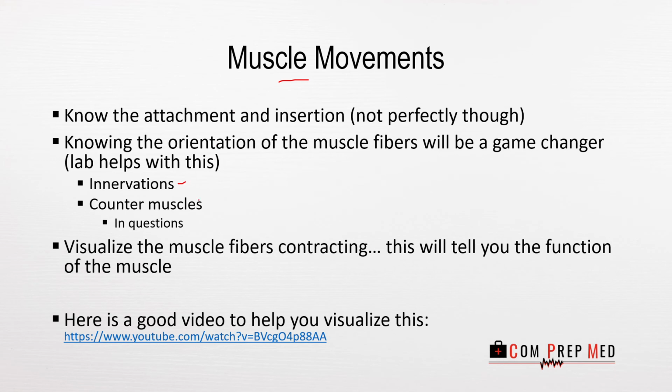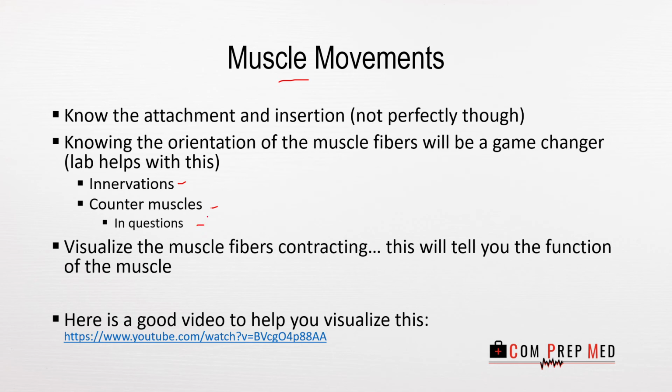So we talked about innervations, counter muscles. Counter muscles are important. So like the chest and the back, those would be counter muscles. If my chest flexes, my back has to relax because that pulls my shoulders forward. If my quadriceps flex, my hamstrings have to relax because it pulls them forward and it stretches them. And that'll present a lot in questions.